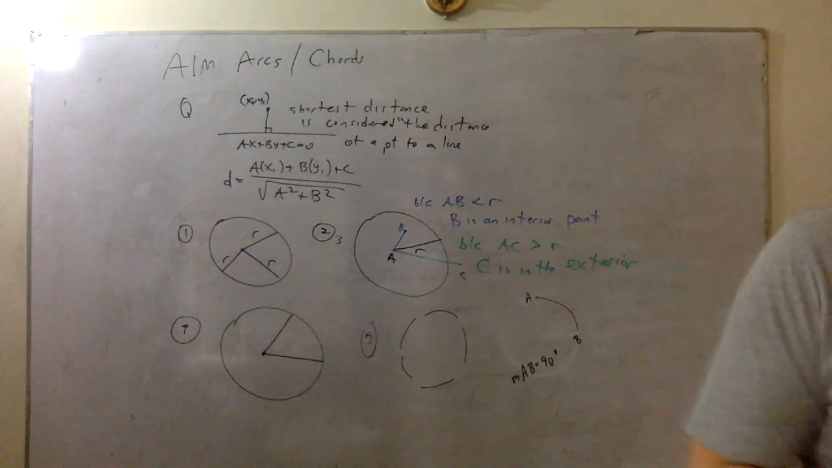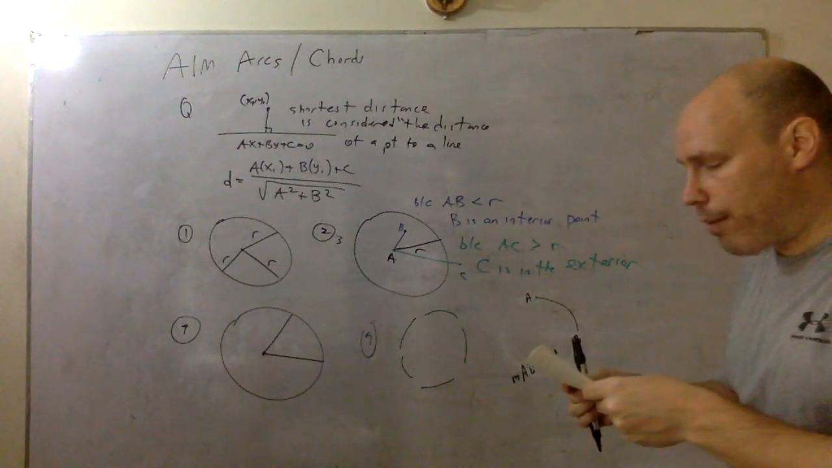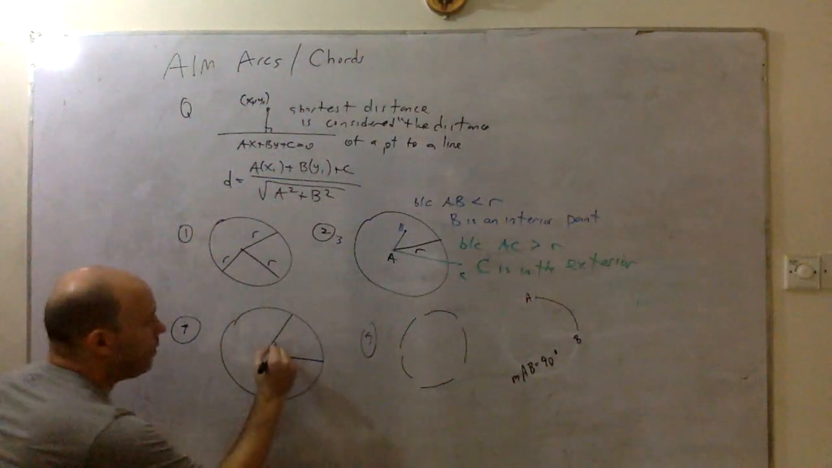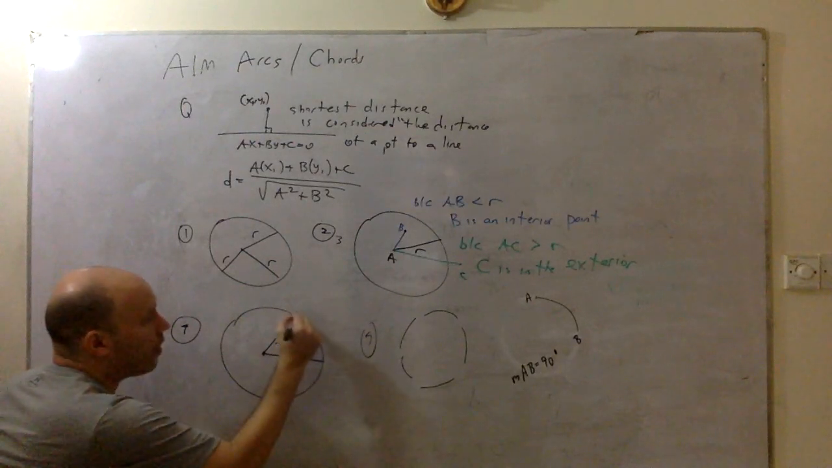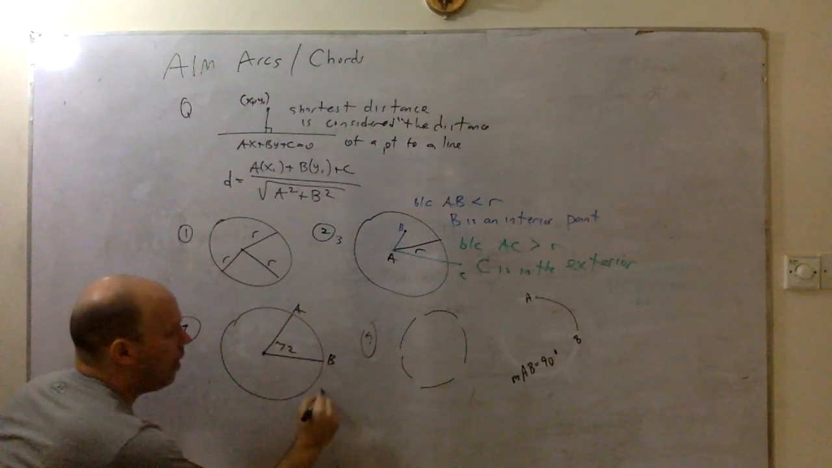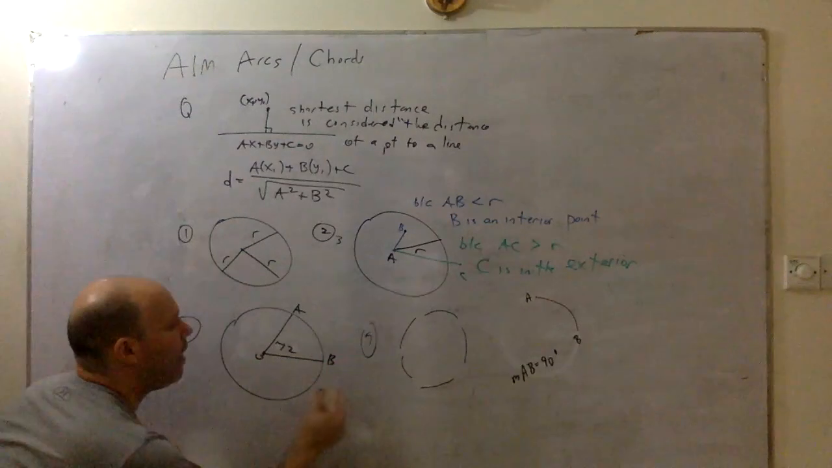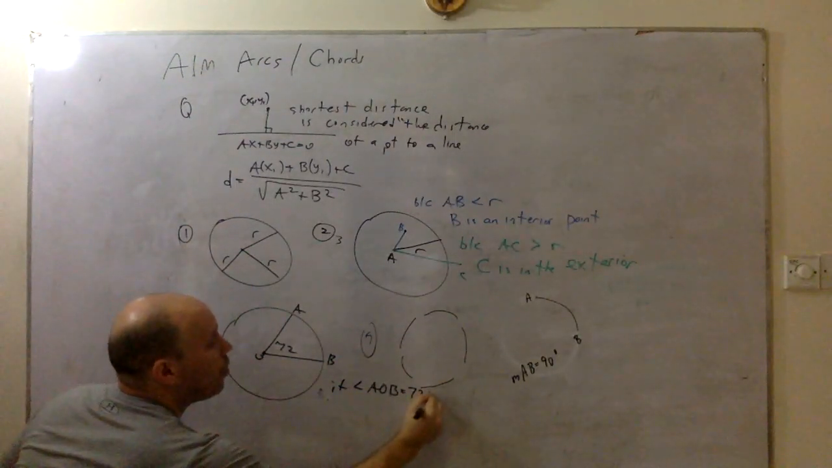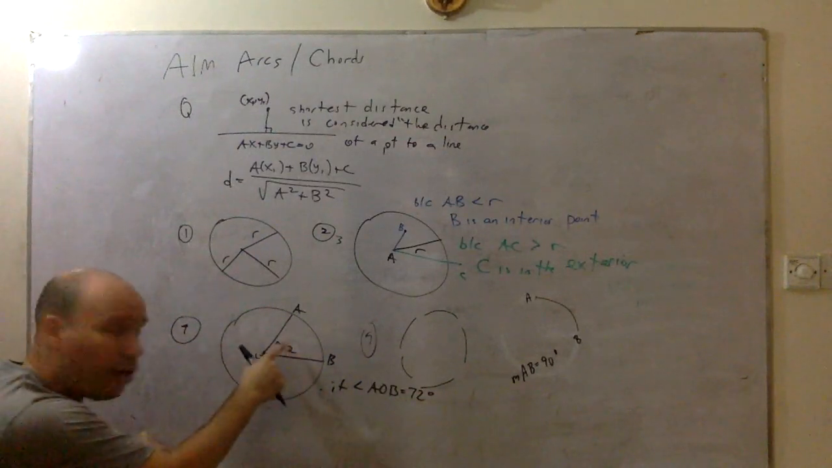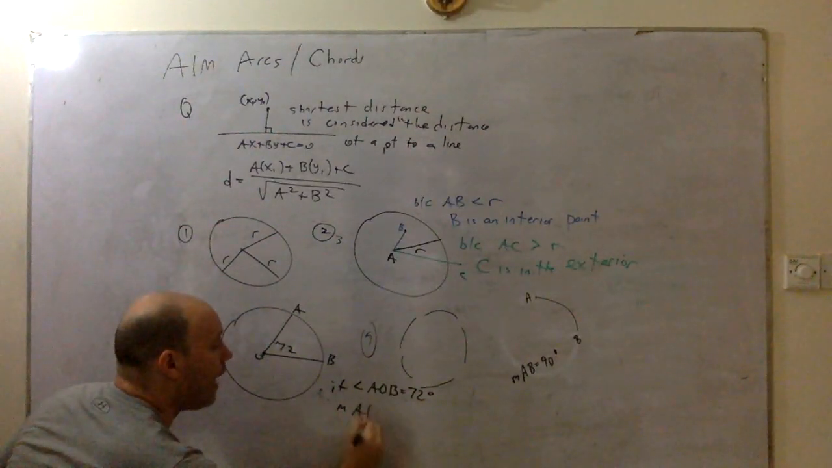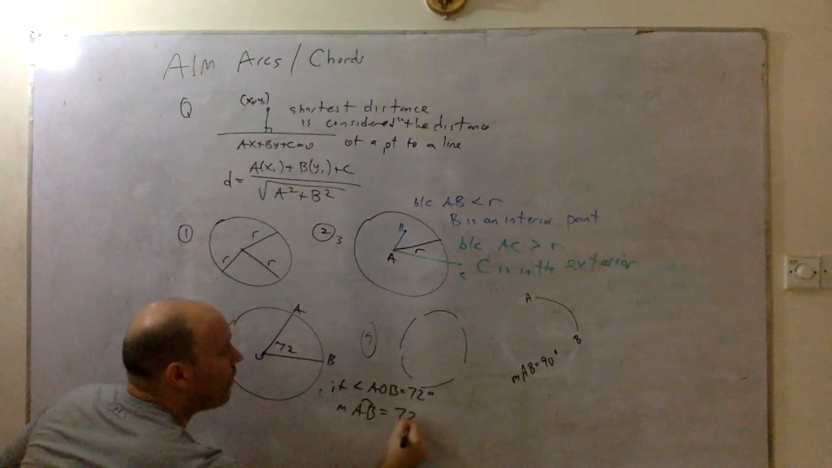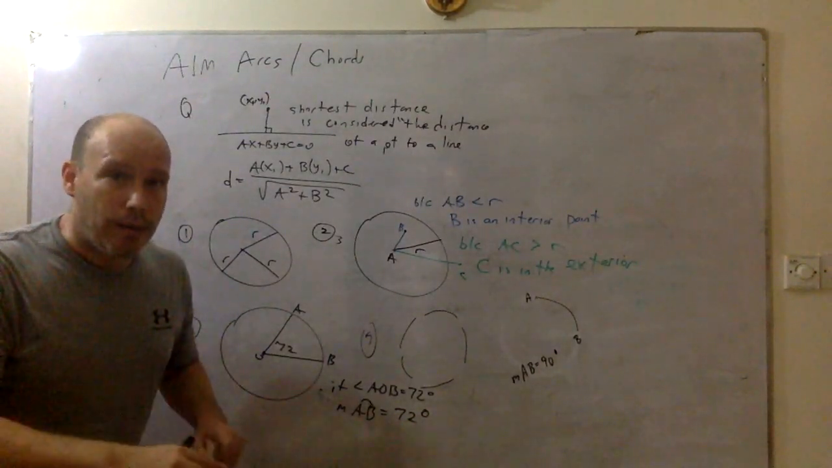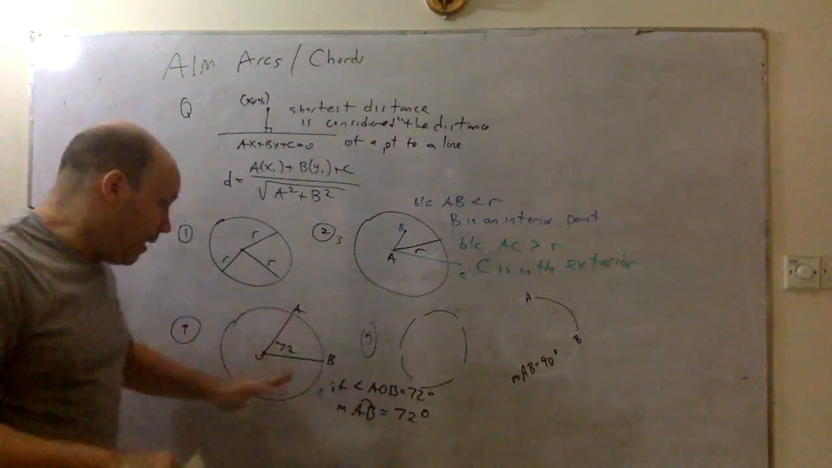Let's say number 6: the degree measurement of an arc is equal to the measurement of the central angle and vice versa. If angle AOB is 72 degrees, because it's a central angle, the measurement of arc AB is equal to 72 degrees. Once again, we're not talking about the length of the arc. We're just saying this is 72.